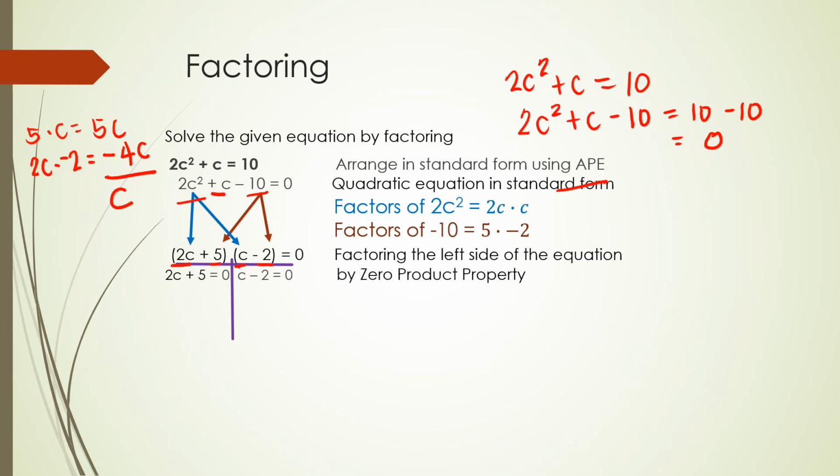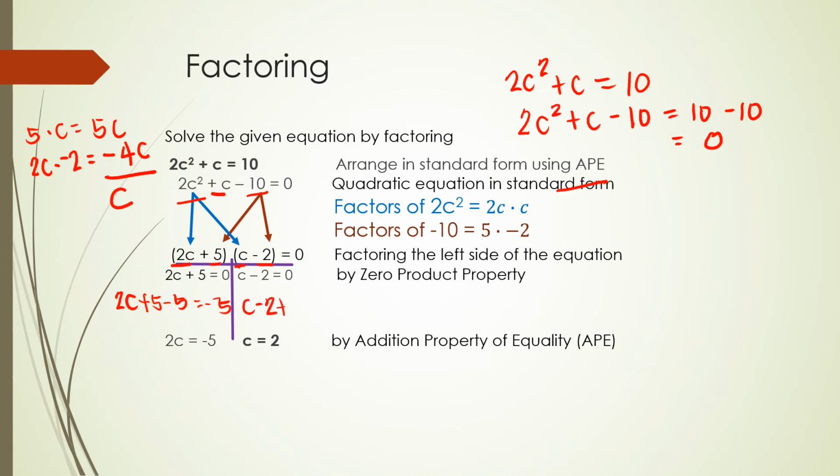Okay? Again, using the zero product property, it will become 2c plus 5 is equal to 0 times c minus 2 is equal to 0. Okay? Again, using the APE, addition property of equality, napunta na siya on the other side. Again, magiging 2c plus 5 minus 5 is equal to negative 5. You have c minus 2 plus 2 is equal to 2. So, mawawala na tong part na to. Magiging 0 na yan.